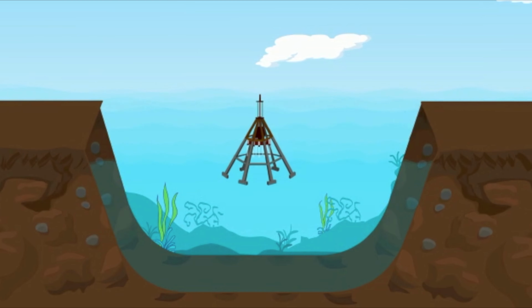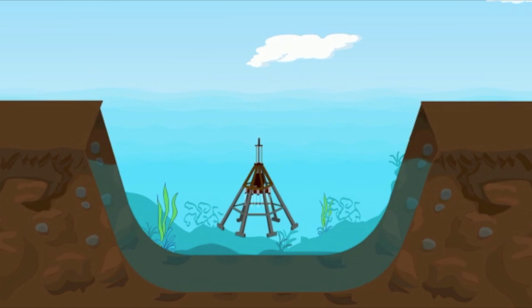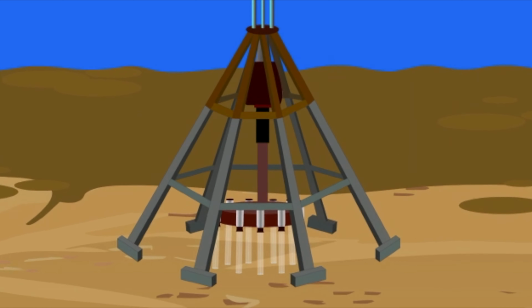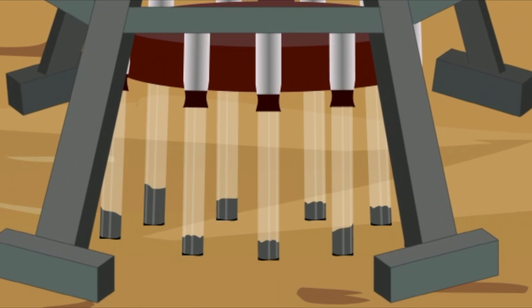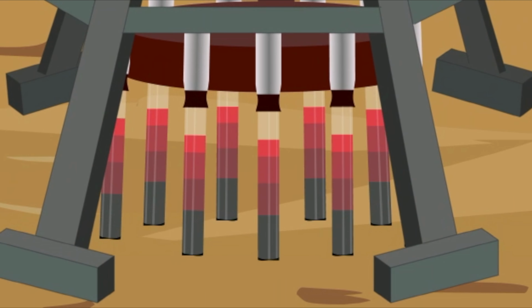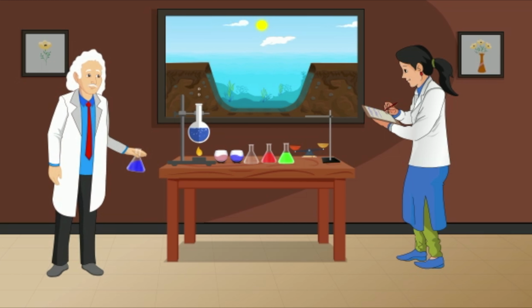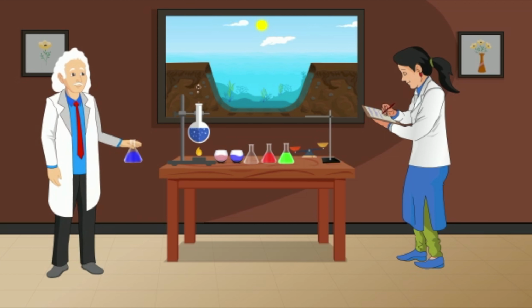To research their new theory and measure ocean behavior, we've been sending down the multi-core to extract sediment from the ocean floor. We then break down each core into layers representing a segment of time, much like the rings on a tree, each layer reflecting the water circulation at that particular time. Scientists can then reconstruct the currents by the amount of neodymium we find in each layer.